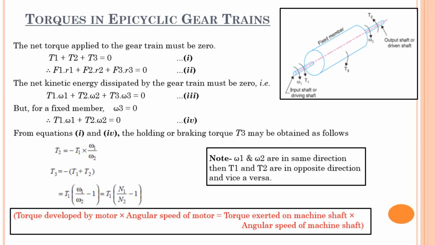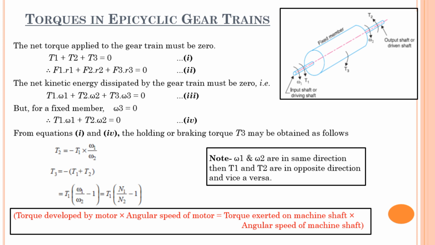Now there are three torques under equilibrium condition externally applied to this gear train. First torque is input torque or driving torque as T1, output torque or resisting torque or load torque on the driven member as T2, holding torque or braking torque or fixing torque on a fixed member as tau 3 or T3. Now the net torque applied to this gear train must be 0. That is T1 plus T2 plus T3 is equal to 0. That I can write because this whole gear train is under equilibrium condition. That's why the summation of all torques is equal to 0.